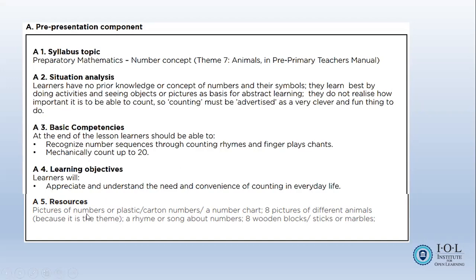Then we have the resources. If you want to use resources, please do so. These are pictures of numbers for the specific lesson, so that the content is conveyed effectively with visual aids, posters, or cartoon numbers, or whatever is possible that you can make use of.